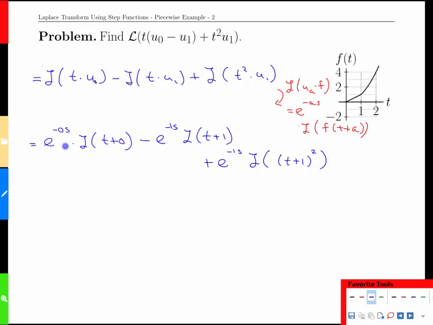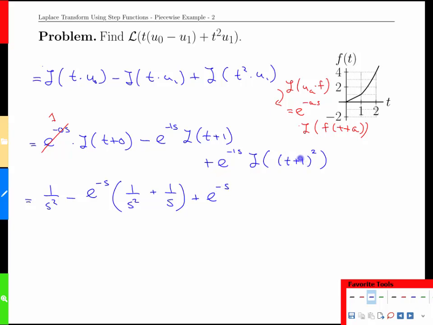Now some of these, the first two terms in particular, we can just evaluate. This is just 1, that stays. The Laplace transform of t is in the table, it's 1 over s squared. Then we're going to subtract e to the negative s times the Laplace transform of t plus 1. And this one will have a transform of two terms, 1 over s squared for the t, 1 over s for the 1.